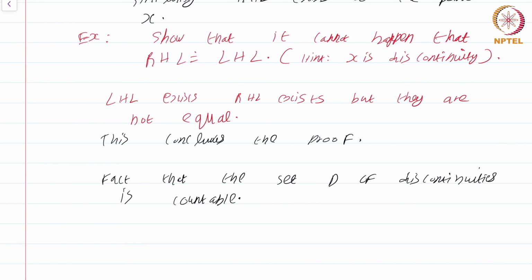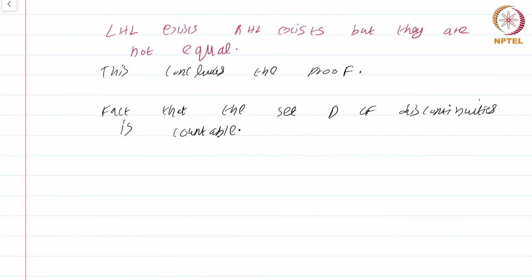Now this proof requires this machinery of oscillation, right? What you do is the following. Look at D_k, defined to be the set of x in [a,b] such that the oscillation at x of f is greater than or equal to 1 by k.